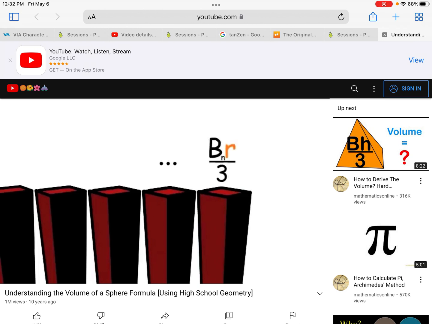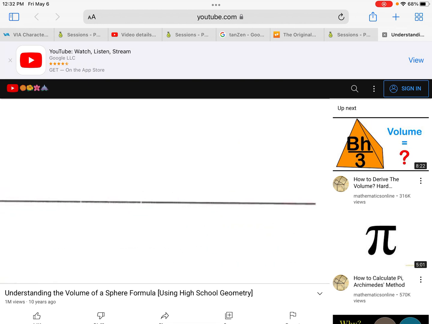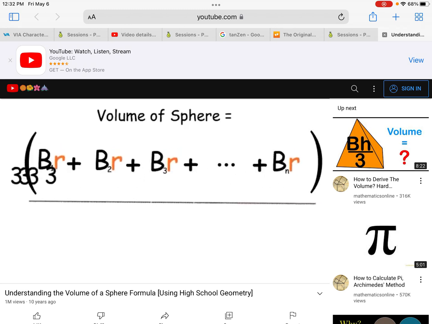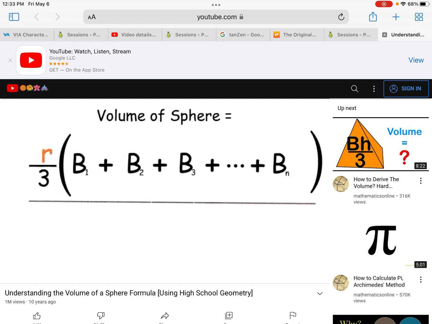Now we don't know how many pyramids we have, so we just let base n r over 3 simply represent the last pyramid. So having added up the pyramids together, we have this complete simple formula to work with. So next, we will use algebra and begin by factoring out a 1 over 3, and we will also factor out the radius, giving us r over 3 times the sum of all bases.